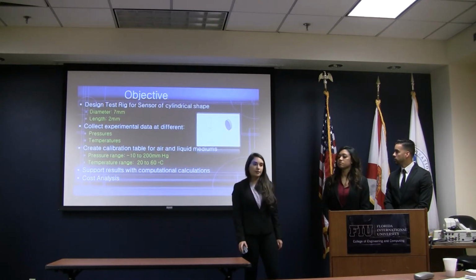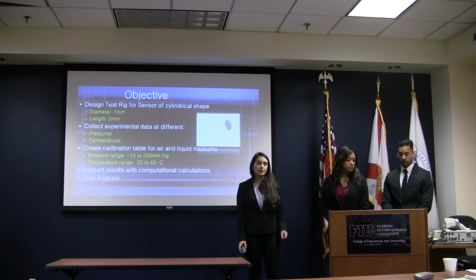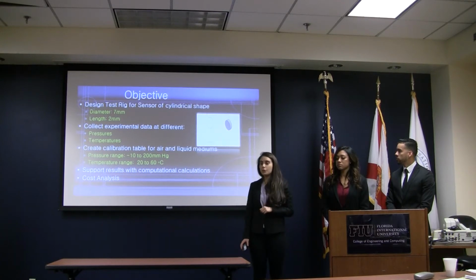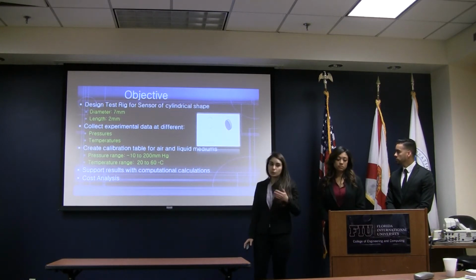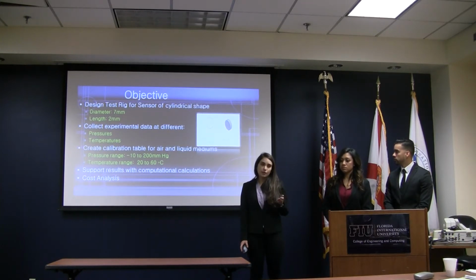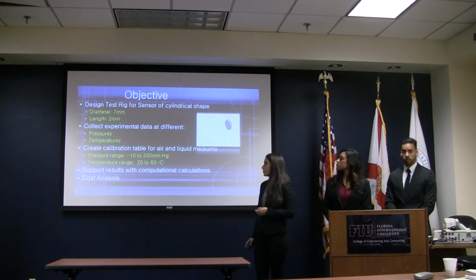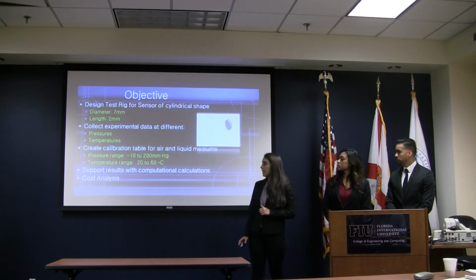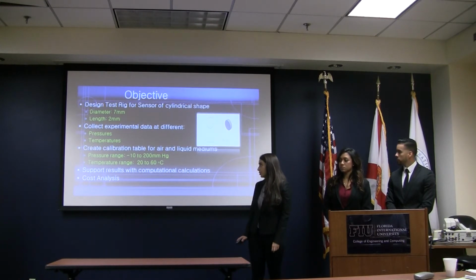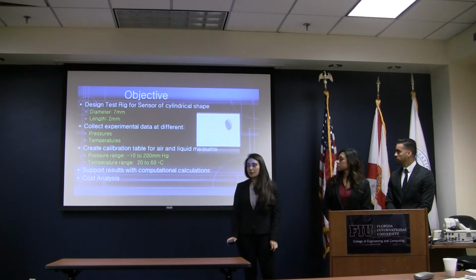For the objectives, the sensors that the company has provided us are of cylindrical shape, with a diameter of 7 millimeters and a height of 2 millimeters, so it's quite small. Then we have to collect all the experimental data using one of the designs that we have proposed. This will be done through optimization. We'll create several alternative designs, and the best design will be reproduced finally. We'll collect all experimental data in terms of pressure and temperature, and after that we will be doing our calibration table. This will be done in terms of pressure and temperature.